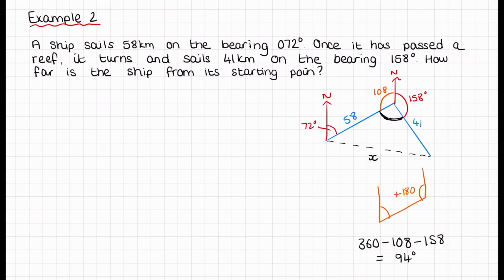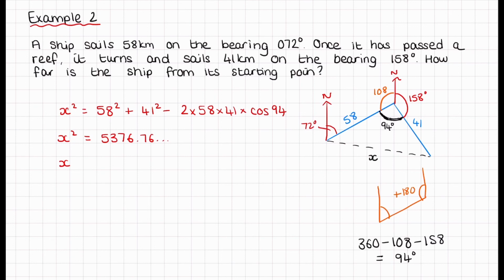Now we've worked out that, we can use our cosine rule. So x squared equals 58 squared plus 41 squared minus 2 times 58 times 41 times cos of 94. That means x squared equals 5,376.76. Take the square root of that and you get 73.3 kilometers. So once again, the hardest part of this question is actually working out the angle.